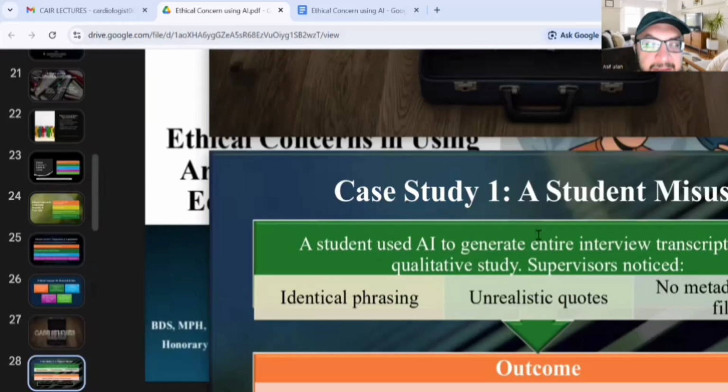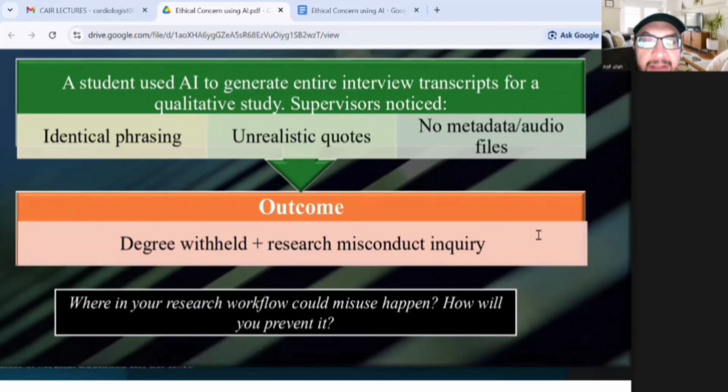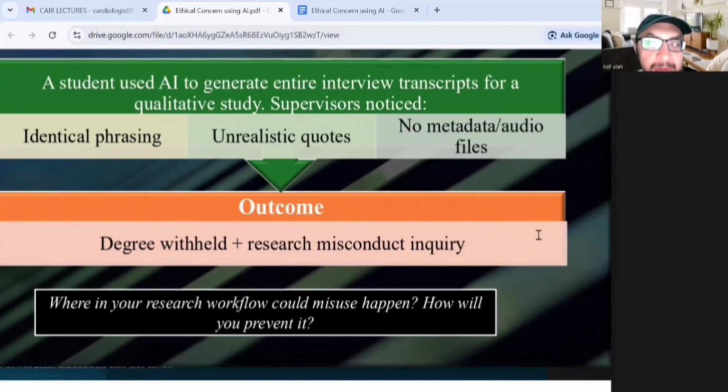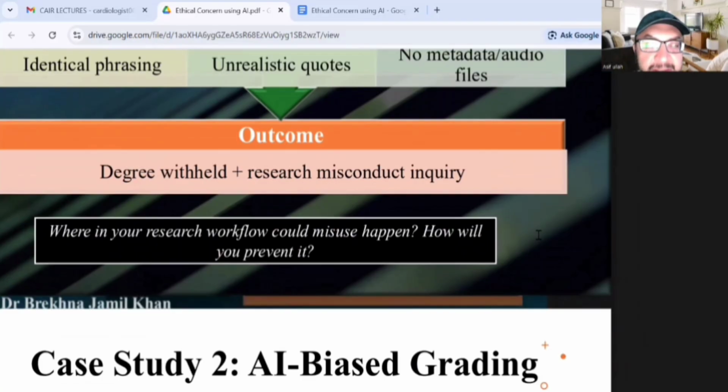Case study 1. A student used AI to generate entire interview transcripts for a qualitative study. It was noticed there were identical phrasing and realistic quotes, but no metadata or audio files. The outcome was a research misconduct inquiry. Where in your research workflow could misuse happen? How will you prevent it?